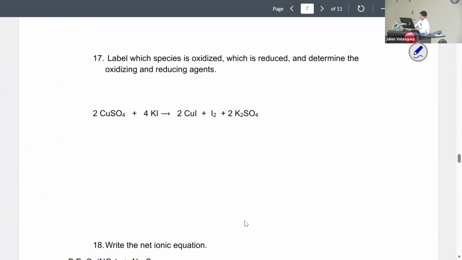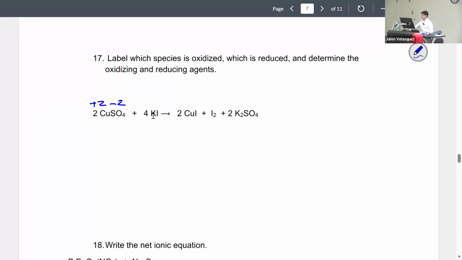So what's the oxidation number for copper here in the copper(II) sulfate? Positive 2, right? What's sulfate? Negative 2, right? And we know that this is correct because we have a neutral compound, right? So when you have a neutral compound, the sum of the oxidation numbers has to equal the overall charge, right? So positive 2 plus negative 2 equals 0, right?